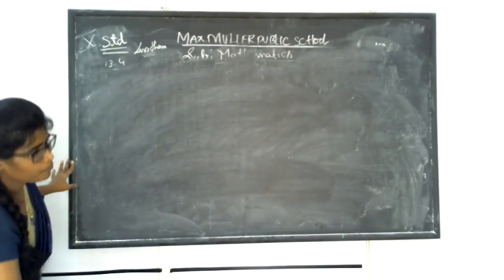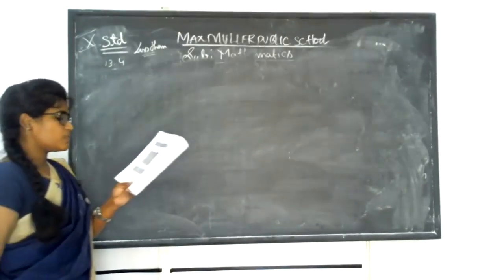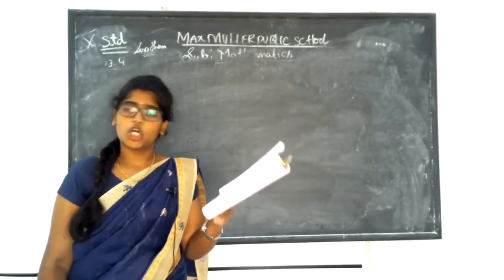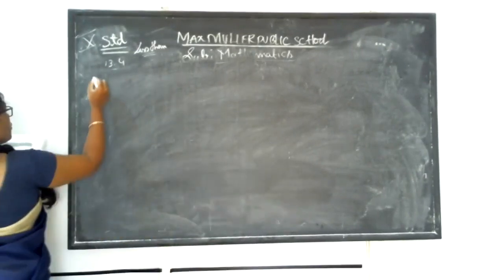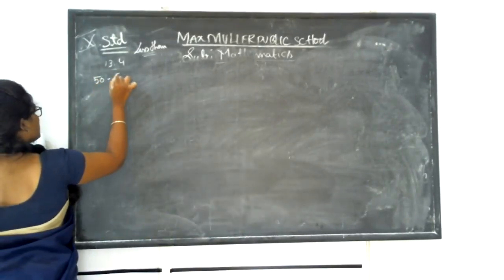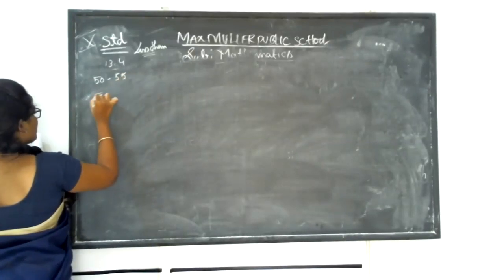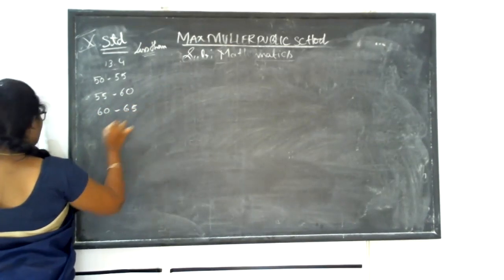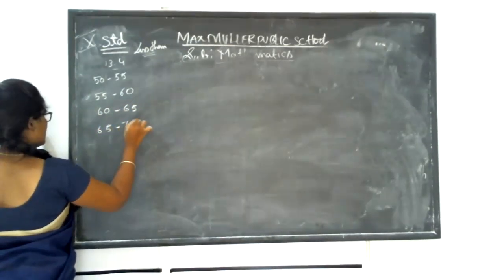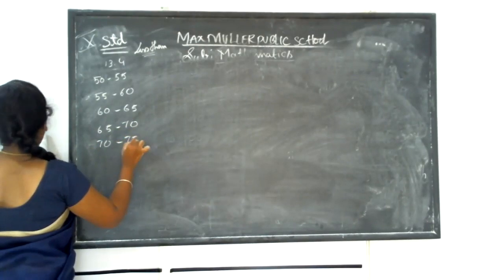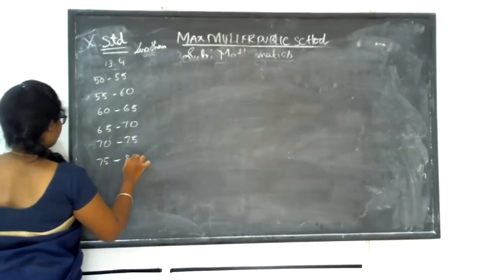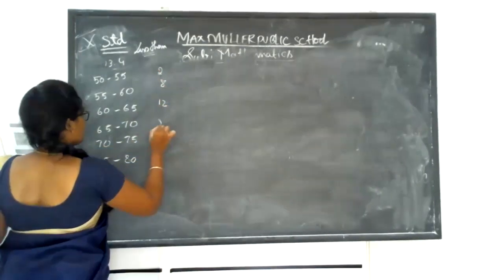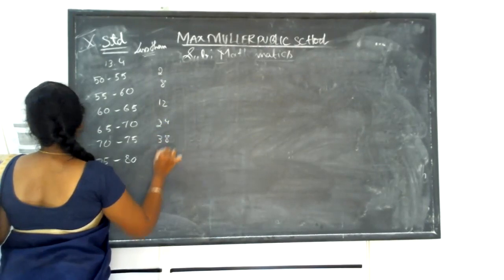The last sum. What is the last sum they have asked? Change the distribution table to more than type distribution and draw the given ogive. What they have given is the class intervals 50 to 55, 55 to 60, 60 to 65, 65 to 70, 70 to 75, 75 to 80, with frequencies 2, 8, 12, 24, 38, 16.